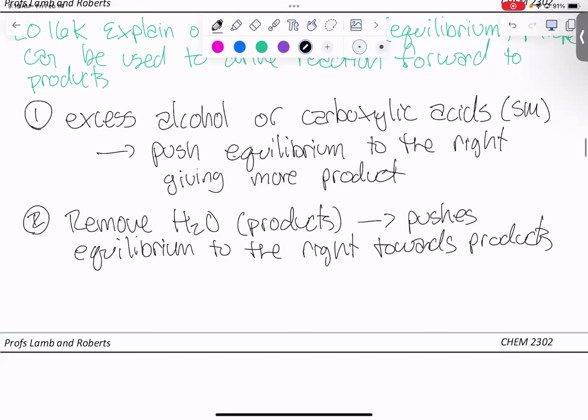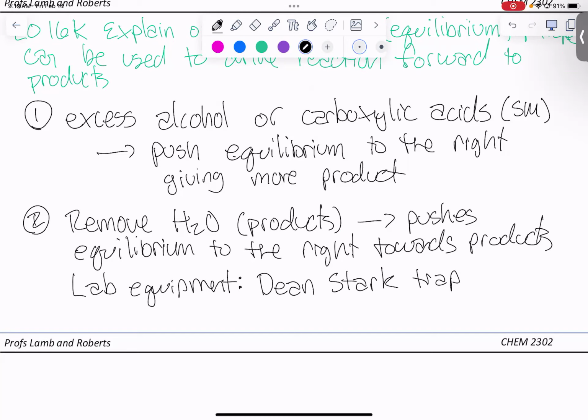The piece of equipment that we use is named after a person. It's called a Dean Stark trap. Yes, it is not Tony Stark trap, but yes, you can remember it that way. So Dean Stark, I don't know who Dean Stark was, but apparently they figured out that you could add this piece of lab equipment. And basically there's a picture on page 650 in the textbook. You could just Google it though.